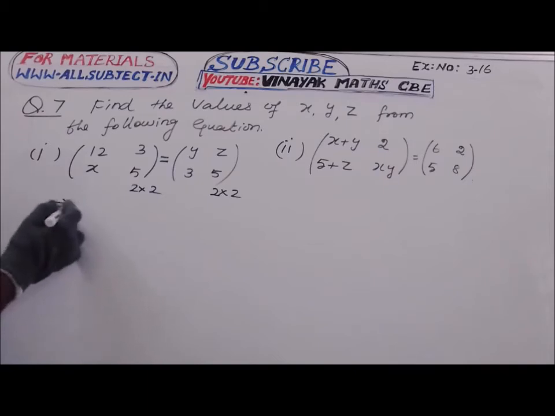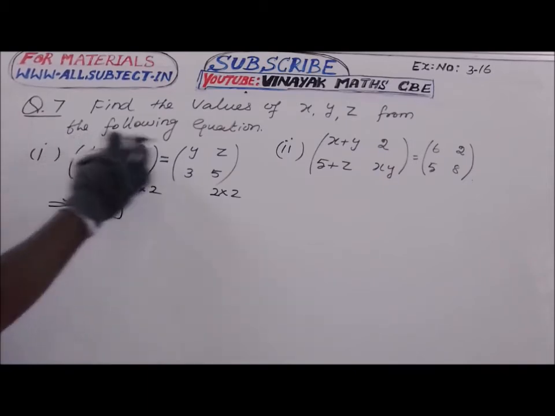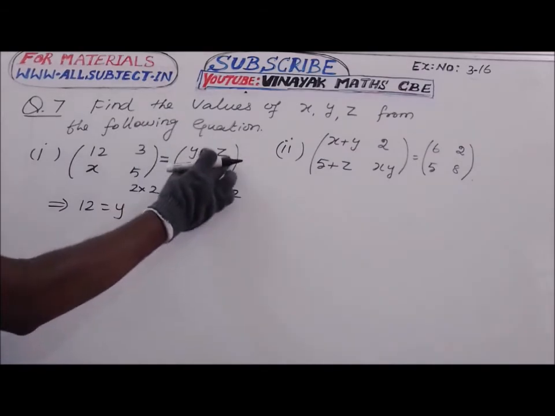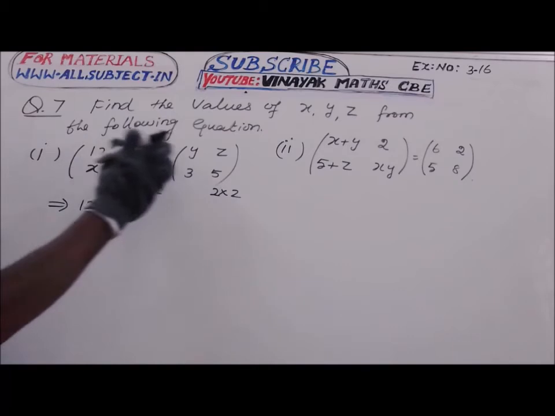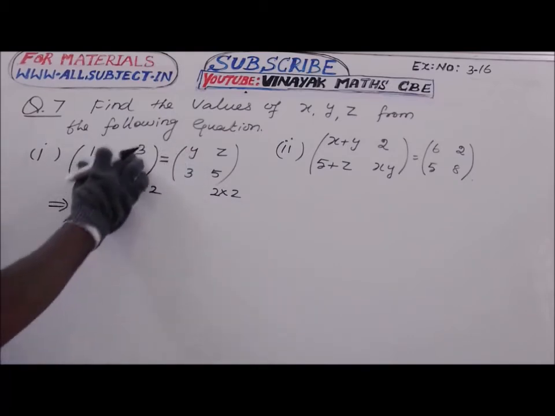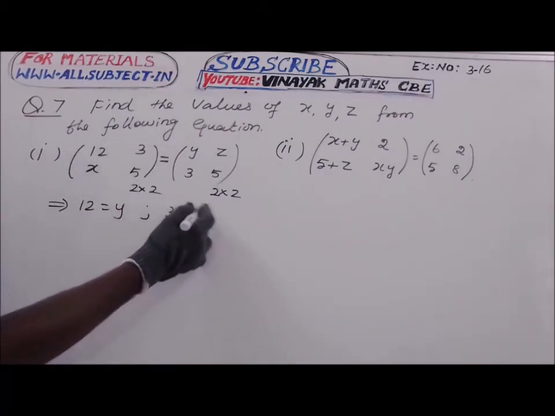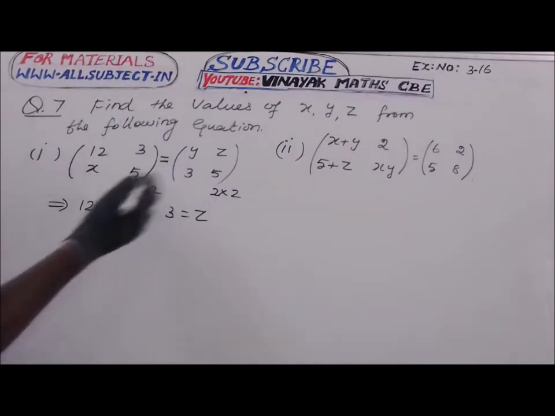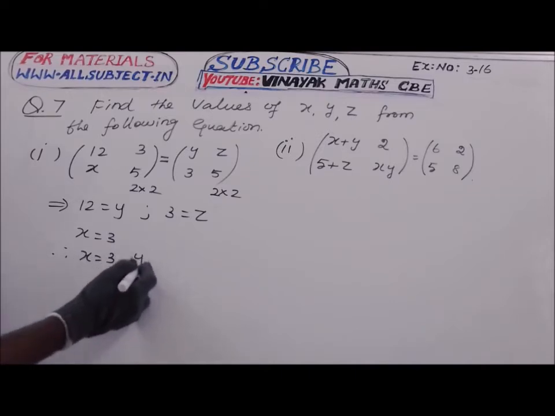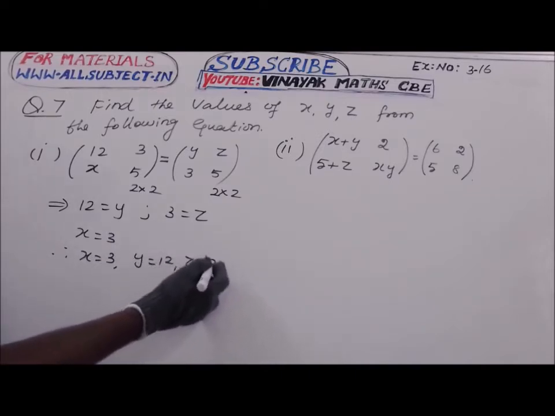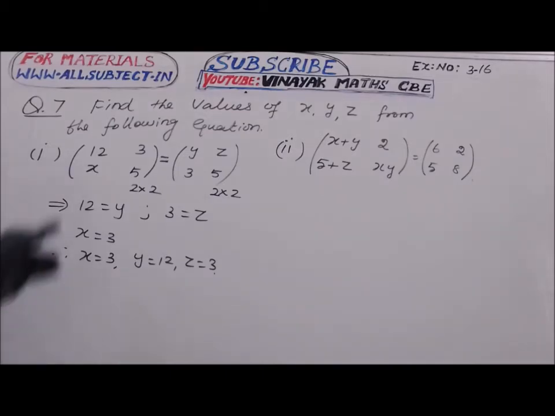So it follows that 12 is equal to y: the first element equals the first element, the second equals the second, the third equals the third, and the fourth equals the fourth. Now 12 equal to y, we have found y. 3 equal to z, so z is equal to 3. Then x is equal to 3. That's all, we have found all the values of x, y, z. Therefore, x is equal to 3, y is equal to 12 and z is equal to 3. This is very simple. Just equating the corresponding elements, we get the results.